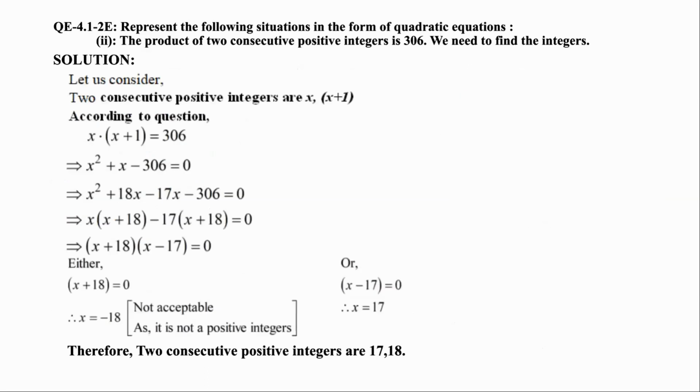Okay, so now question number 2, subsection 2. Here it is given that the product of two consecutive positive integers is 306. We need to find the integers, right? The question is simple. We choose the two consecutive positive integers as x and x plus 1. According to the question, we multiply x into x plus 1 to get 306. After simplification we get x square plus x minus 306 equals 0, right?